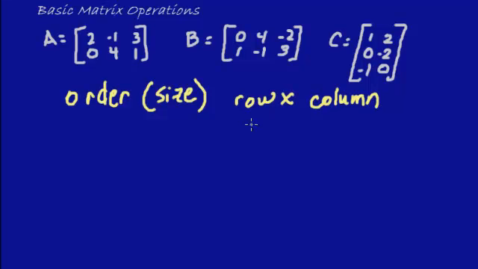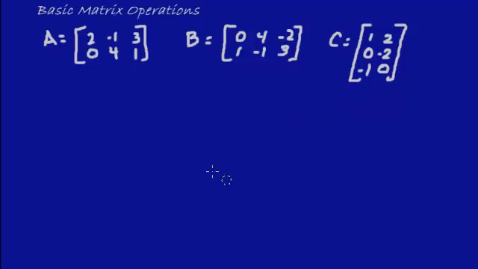So A would be a 2 by 3, B would also be a 2 by 3, and C would be a 3 by 2. And that's just talking about the size of the matrix, just so you'll be familiar with exactly what it is that I'm talking about. I'd like to do some row operations. I want to add and subtract, and then I want to multiply.